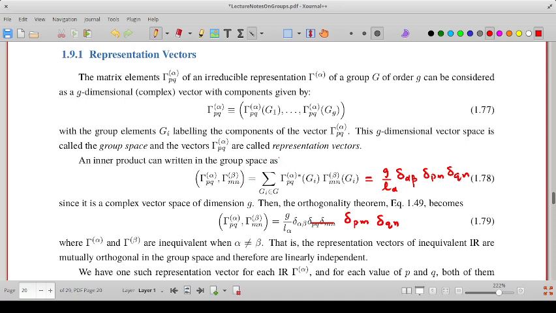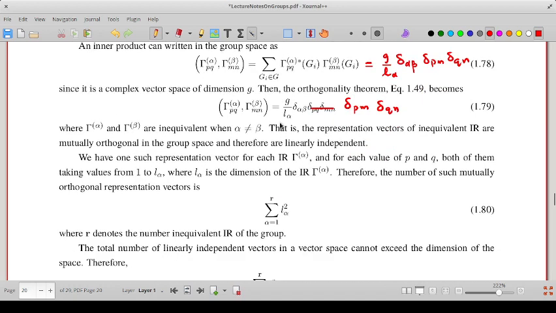So that means only when we take the inner product of the representation vector with itself will we get a non-zero value. If we take the inner product of a representation vector with the representation vector corresponding to an inequivalent irreducible representation, the inner product will be zero. Or in other words, the representation vectors constructed this way are orthogonal to each other.